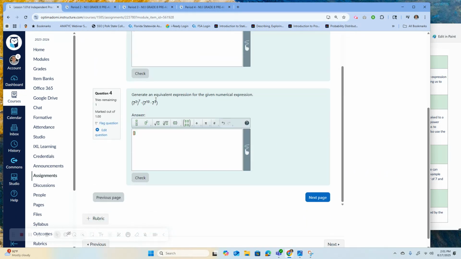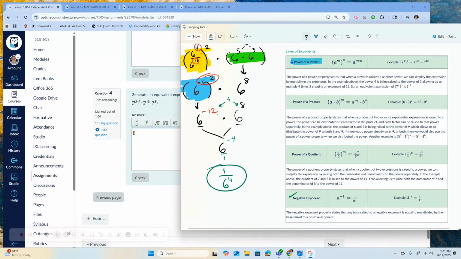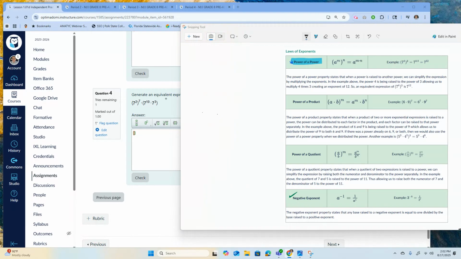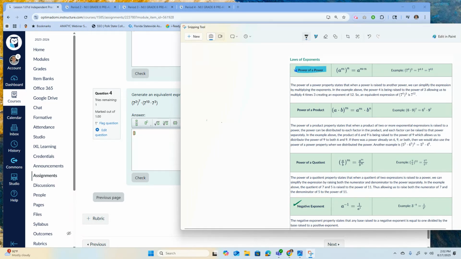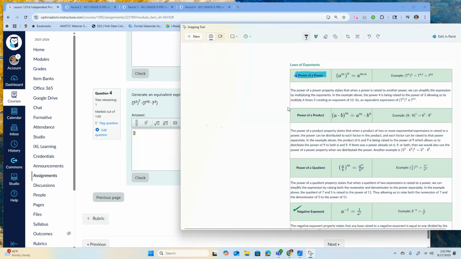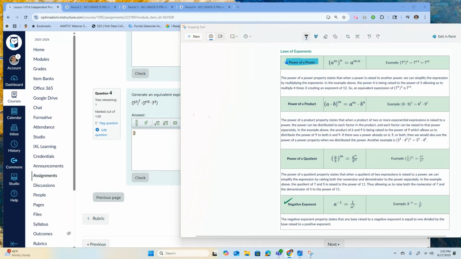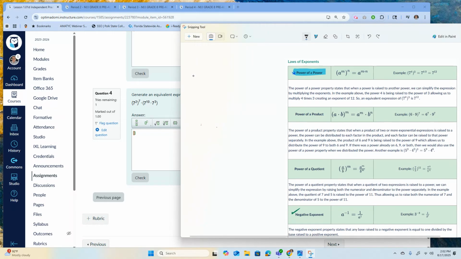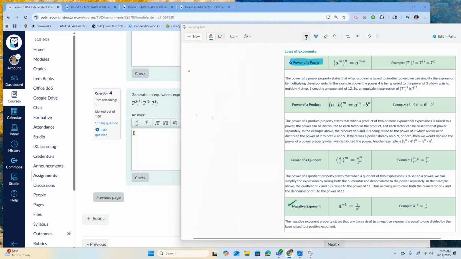Let's do number 4. Same idea. Let me erase this first so that I have enough space. So here's question number 4. Oops, let me fix this. Okay, so now I can write. So I have parentheses 7 to the 2nd power, close the parentheses, raised to the 7th power, times parentheses 7 to the 10th power, times 7 to the 3rd power.